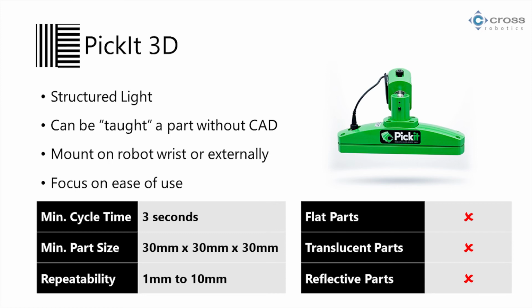Unfortunately, it's not super great for flat parts or translucent parts or reflective parts, right? Which isn't a dig on them, it's just that those parts are hard to automate, right? And their focus is ease of use. If you've got soda cans in a bin or something, this may be a more appropriate system.